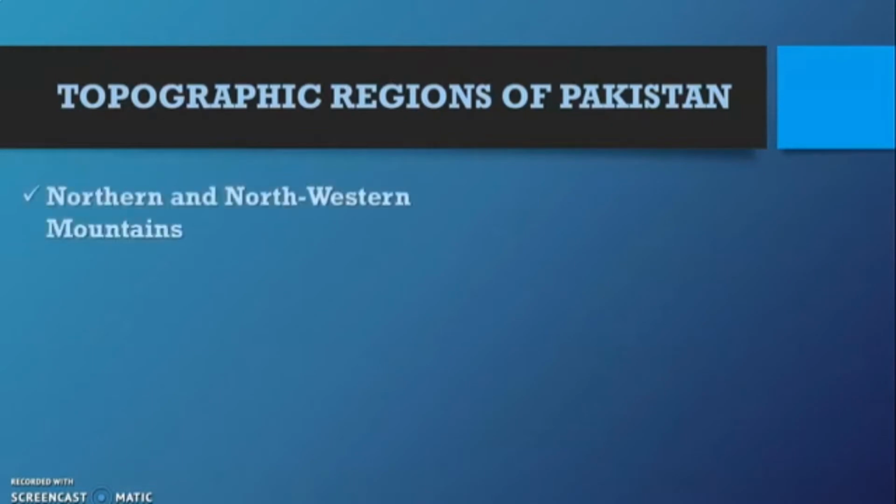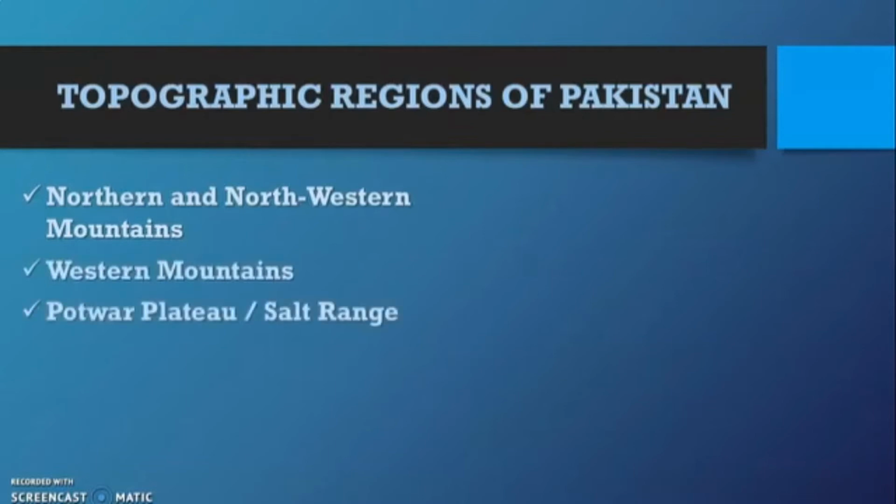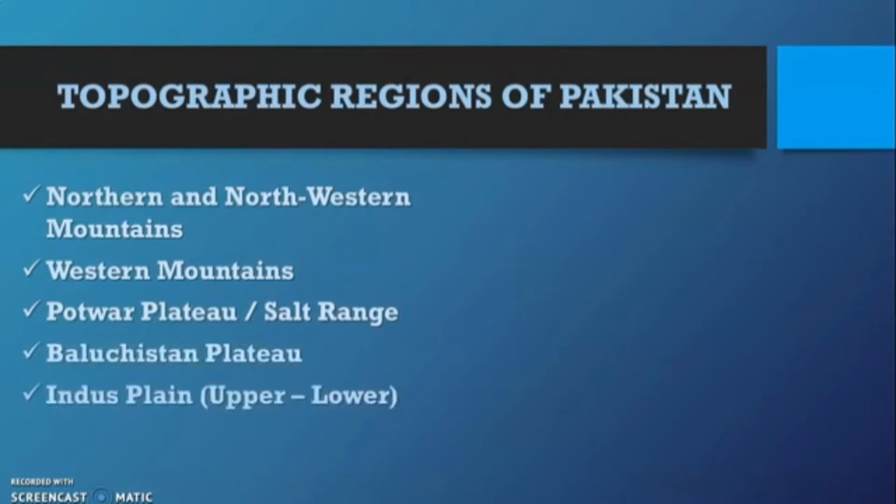Number one, northern and northwestern mountains. Then we have western mountains, Potwar Plateau, Salt Range, Balochistan Plateau, Indus Plain, that is upper and lower Indus, which is also considered as Punjab and Sindh, and the desert regions.